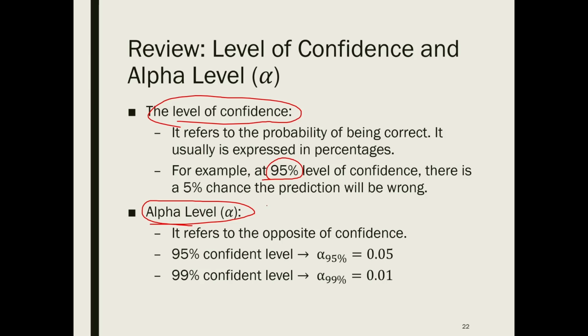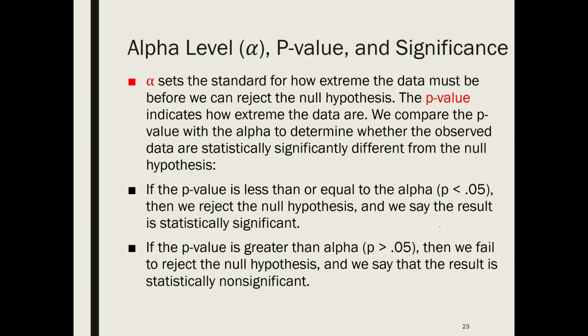The alpha level is the opposite side of confidence. You're probably familiar with this one if you went through the point estimate and confidence intervals in the previous PowerPoints. A 95% confidence level means an alpha level of 0.05. A 99% confidence level means an alpha level of 0.01. It's actually the same as the previous material; I just give you a little refresher here.